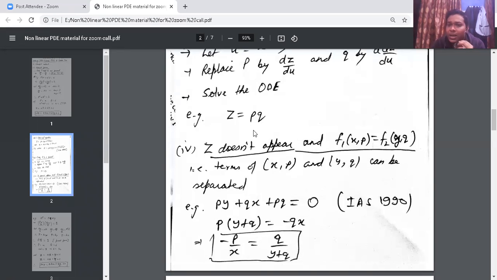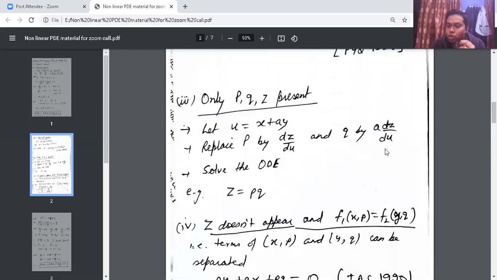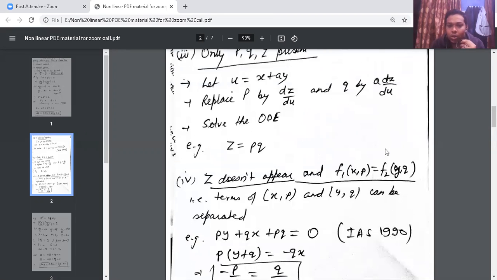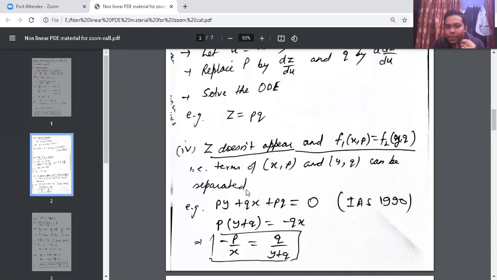Then there is the fourth form where the equation is devoid of z. There is no z. p, q, x, and y are there, but there is no term containing z. Then the second thing is, it should be separable. The x and p terms should get separated, and the y and q terms should get separated. Like here, py plus qx plus pq equal to 0. This came in civil services 1990 exam.